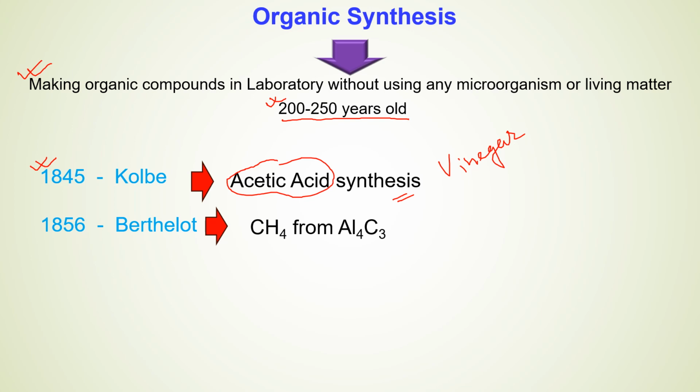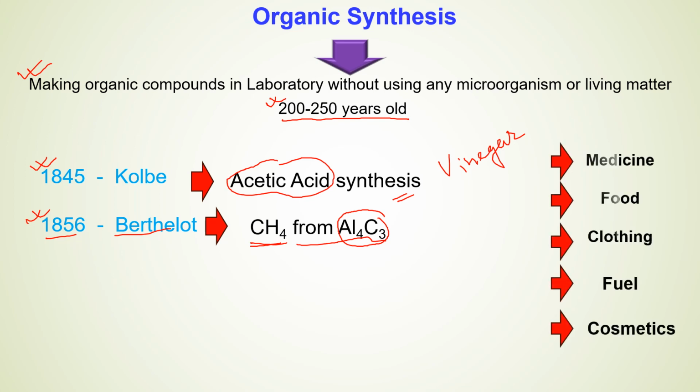Berthelot, in 1856, first synthesized methane from aluminum carbide, which is an inorganic source. From inorganic sources, Berthelot synthesized methane. So this was how the journey of organic synthesis started.